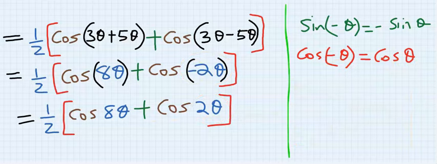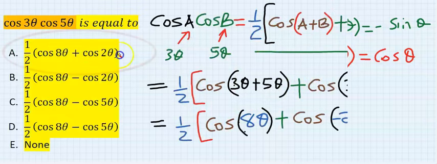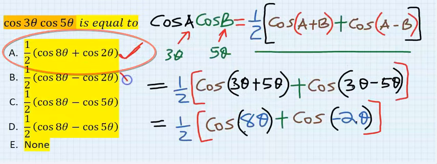Next, we choose from our options because this is now our answer. Our answer is A. B can be very tempting.